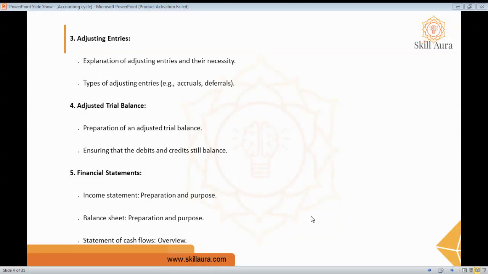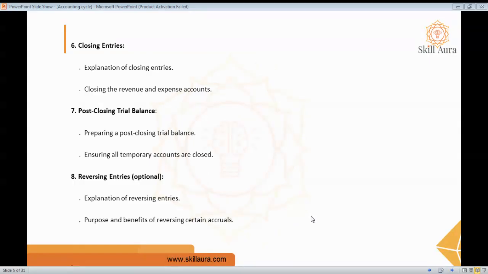And next, financial statements, and that is the income statement, balance sheet, and the statement of cash flow. We'll understand how to prepare these and what the purpose of these is. We'll go through an overview of this. And next, closing entries. After posting into the journal, ledger, and trial balance, then we'll close the entries. We'll understand this and we'll understand what the revenue accounts and the expense accounts are.